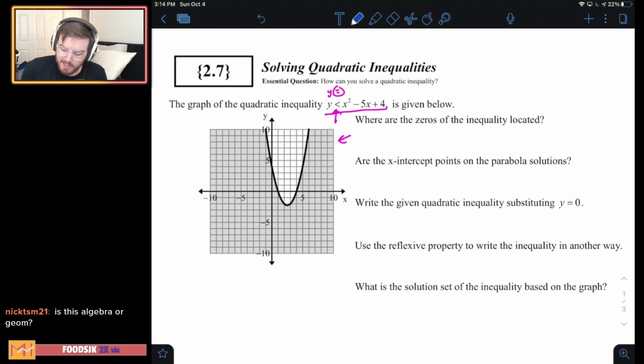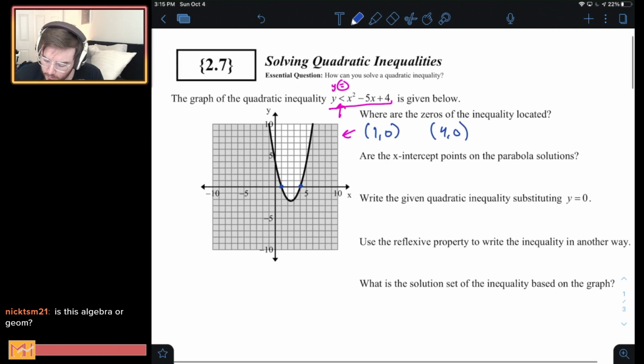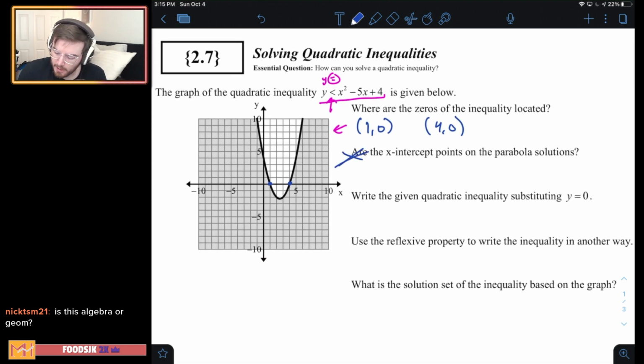So where are the zeros of this graph? Right here and right here. So the zeros are at (1, 0) and (4, 0). Are the x-intercept points on the parabola solutions? Wait, let me take a step back. That phrasing there: are the x-intercept points on the parabola solutions? Well, I don't like that question right now. I'm ignoring that question right now.